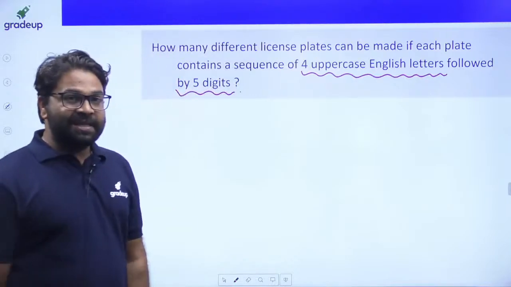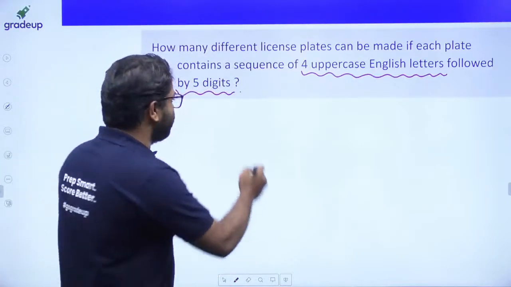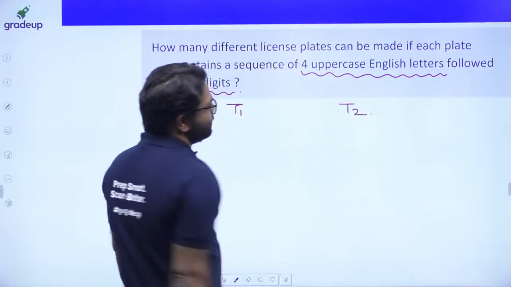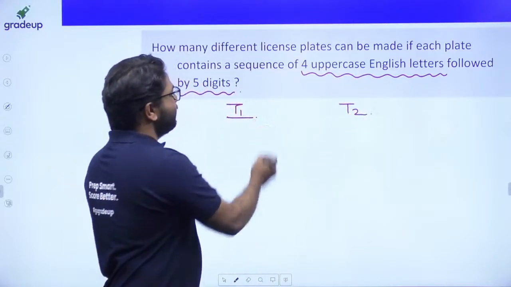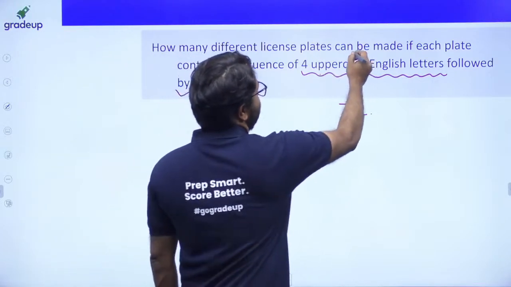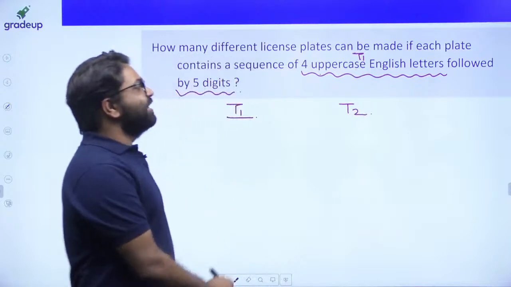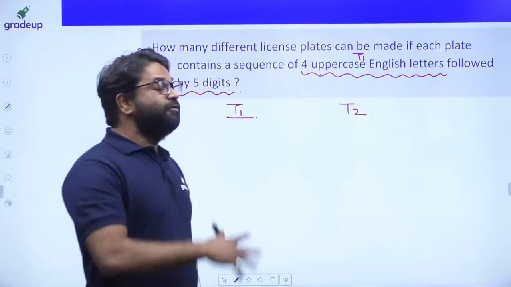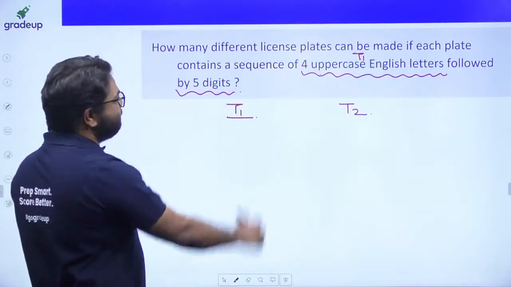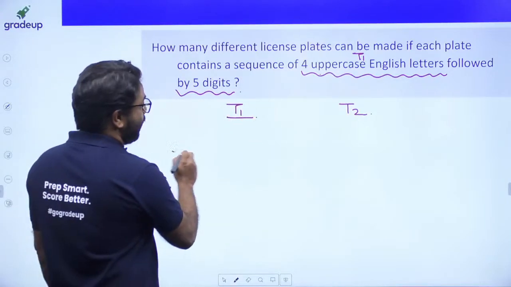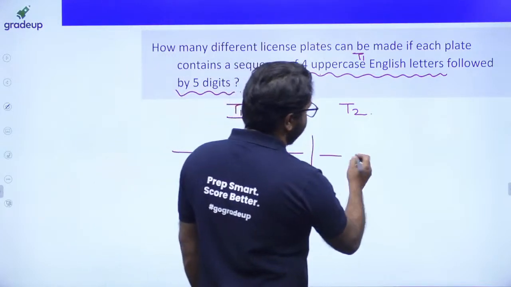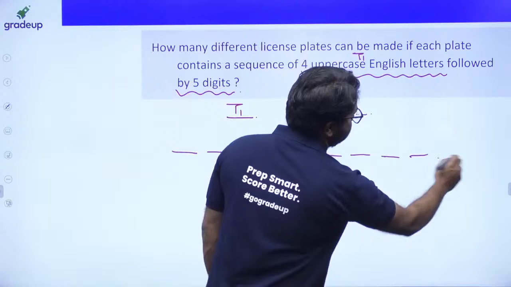So there is a task T, and I will try to divide this task into 2 parts. Let's consider T1 and T2. So what is this T1? T1 is the ways of writing 4 uppercase English letters, followed by 5 digits. So let's consider this is 1, this is 2, this is 3, this is 4, and then followed by this is 1, this is 2, this is 3, this is 4, this is 5.